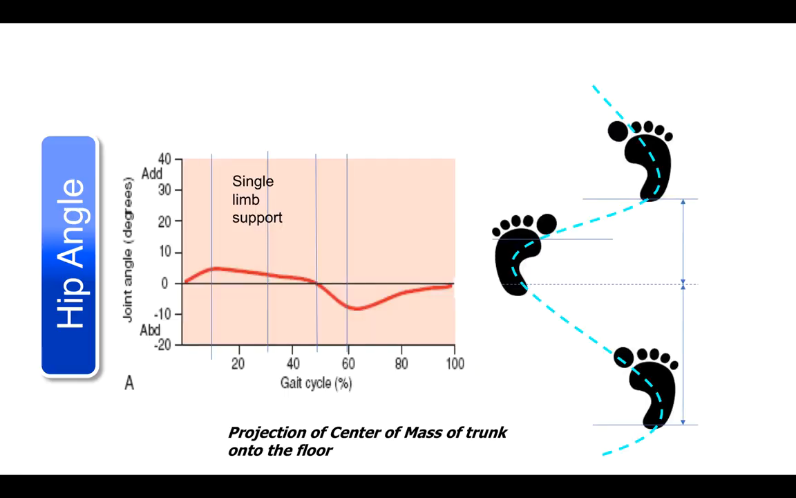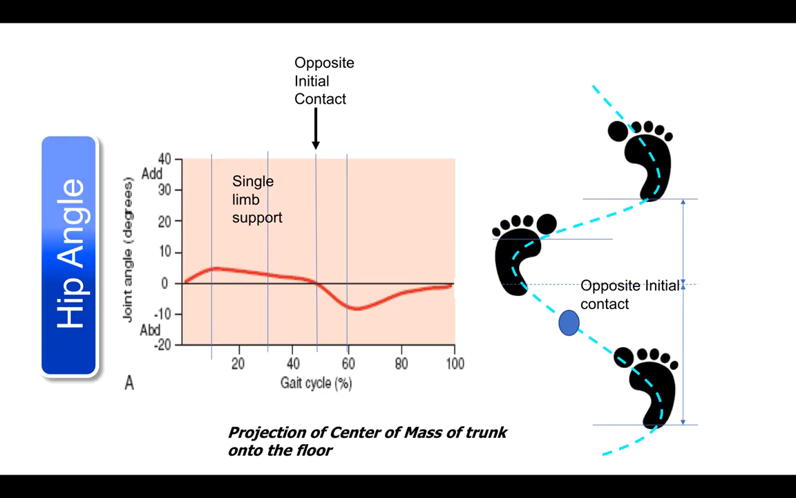So let's relate the hip angles now to where the center of mass is on the floor. So at initial contact, this is a period of double limb support, so the center of mass is about halfway between each limb. And then as we go to foot flat, the center of mass is moving into the base of support of the stance foot. And then as we go to heel off, the center of mass has to move into the forefoot.